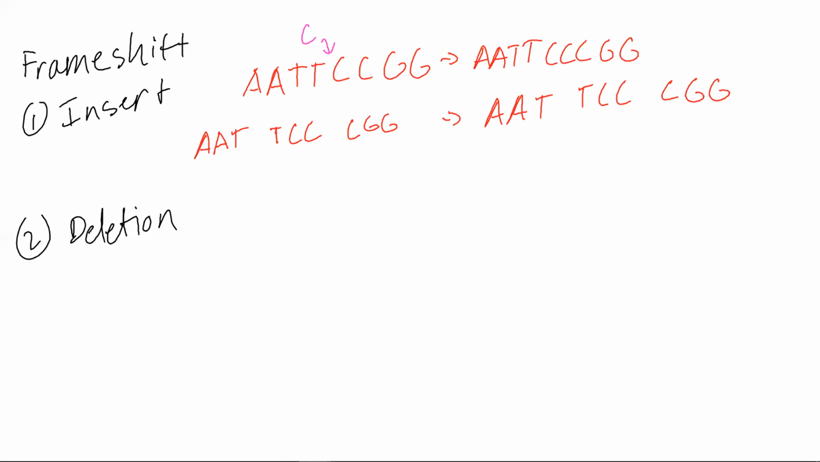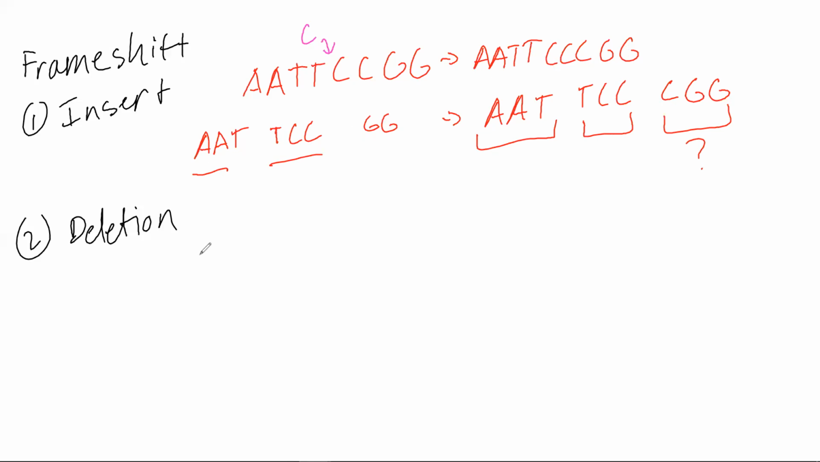Oh, wait, here we go. That's where I messed up. There shouldn't be a C here. It should just be GG, right? But now I've shifted it, right? So now instead of having 2 codons, I now have 3, meaning something here is going to be produced that shouldn't have been produced.